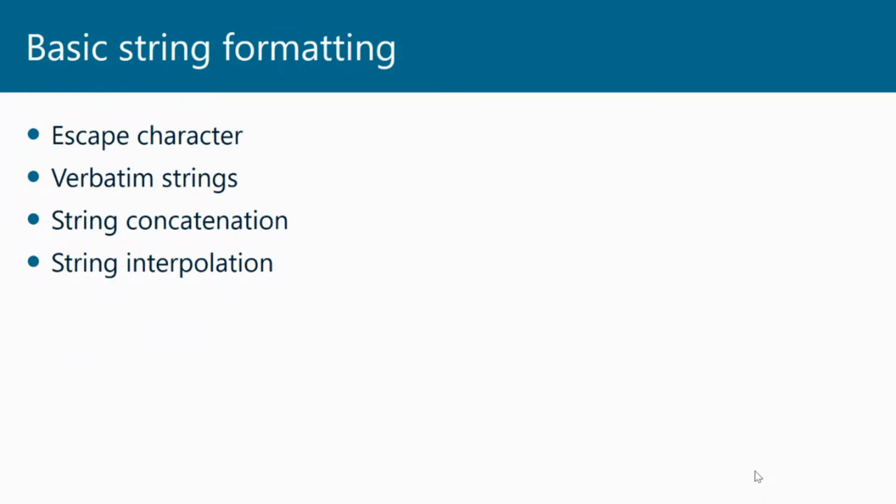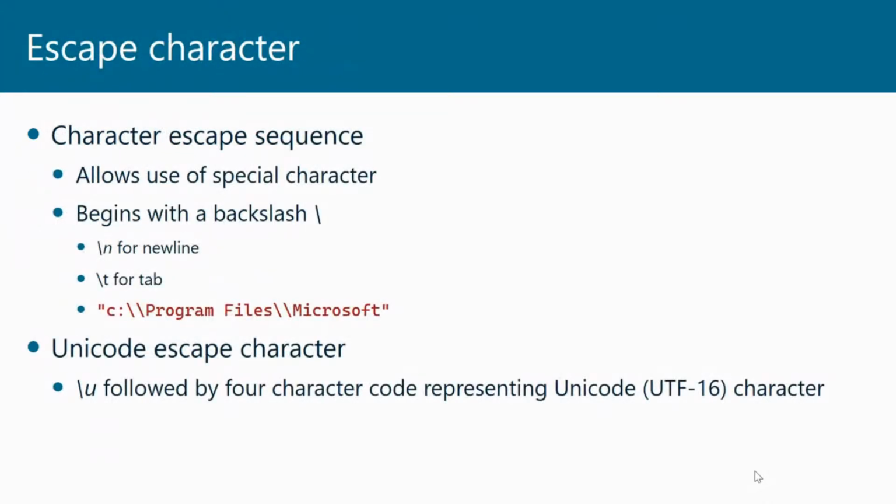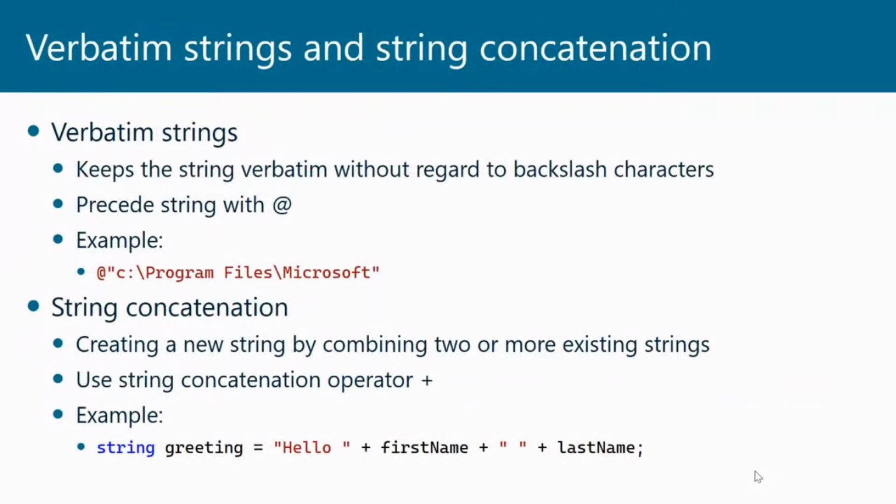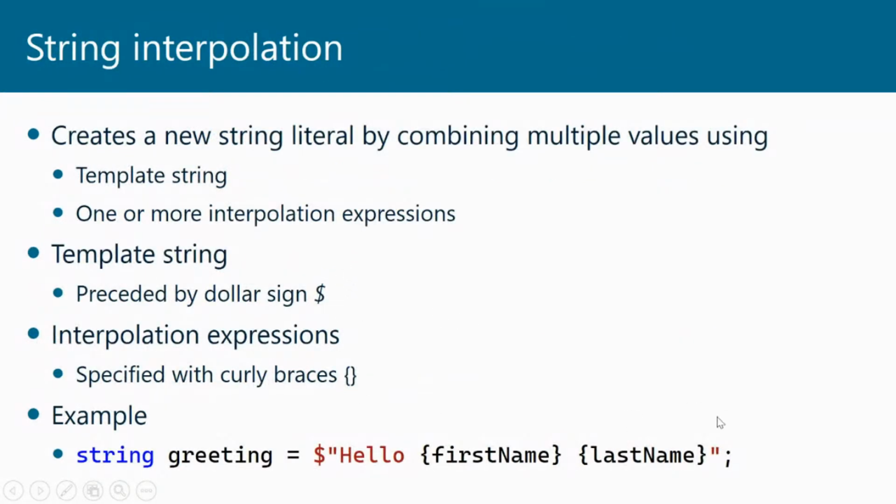We talked about basic string formatting with escape characters, verbatim string, string concatenation, string interpolation. I showed you an example here of escape characters, and here it is on the slides. I'm intending these slides to be an accompaniment to what you have in the instructions. And then the Unicode escape character \u, I mentioned that. Here's verbatim strings and string concatenation. Here's string concatenation here. Here's a verbatim string with an @ sign in front. And here's string interpolation, right?